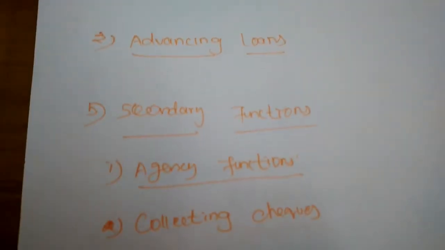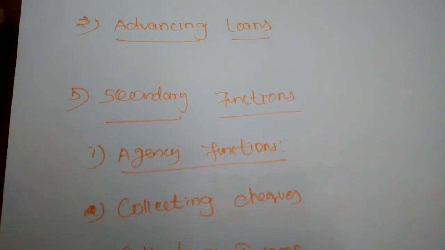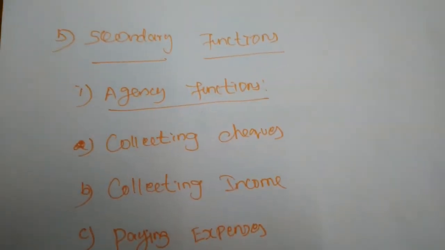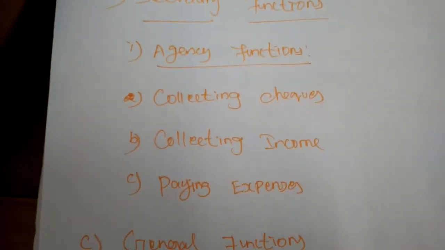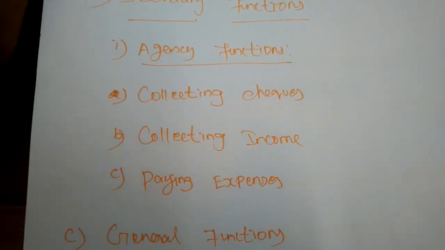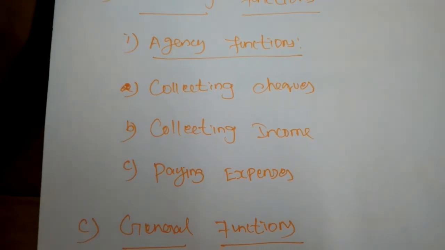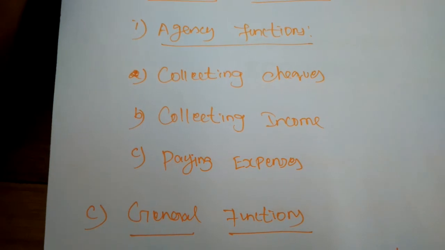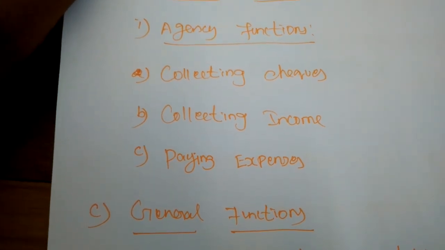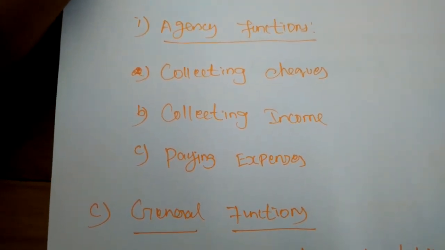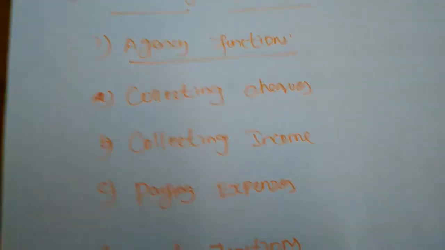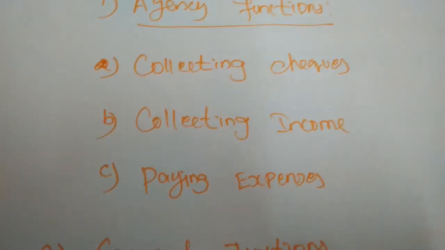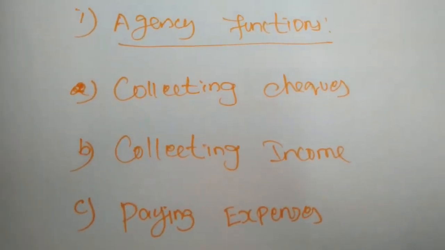So next, the secondary functions. Except for the primary functions, some secondary functions are also undertaken by commercial banks. What are the secondary functions undertaken by the commercial bank? The first one is the agency function. It implies that commercial banks act as agents of customers by performing various functions.